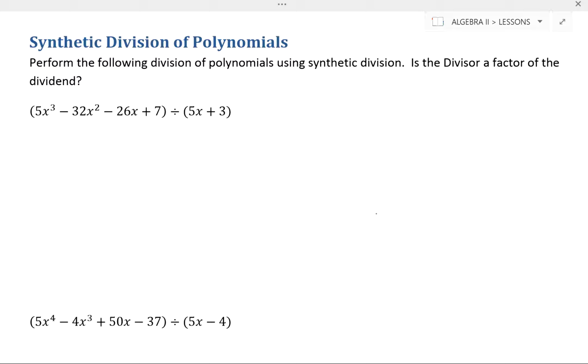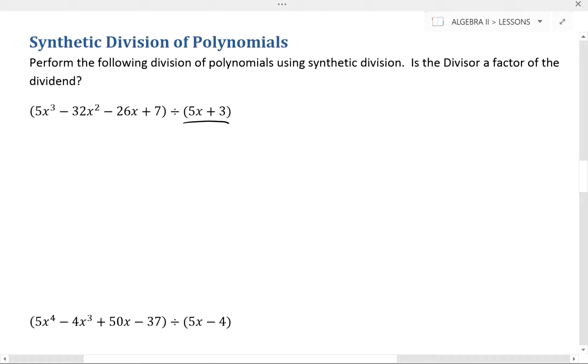Now, the type of synthetic division we're working on only works when you're dividing by a binomial, a linear binomial. If you're dividing by anything that's greater than a linear polynomial, like an x squared or x to the third term, you have to tweak the synthetic division method. So keep in mind that this only works when you're dividing by a linear term. So here's how we set it up.